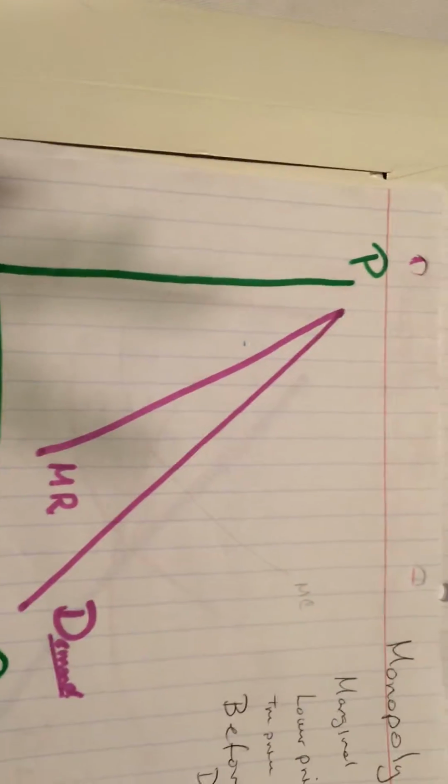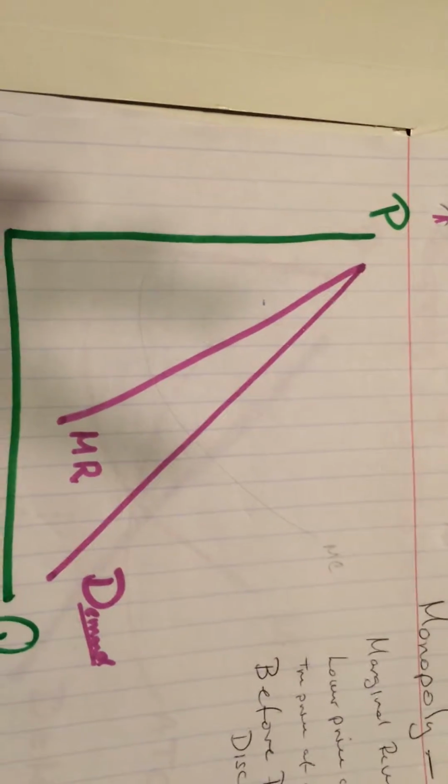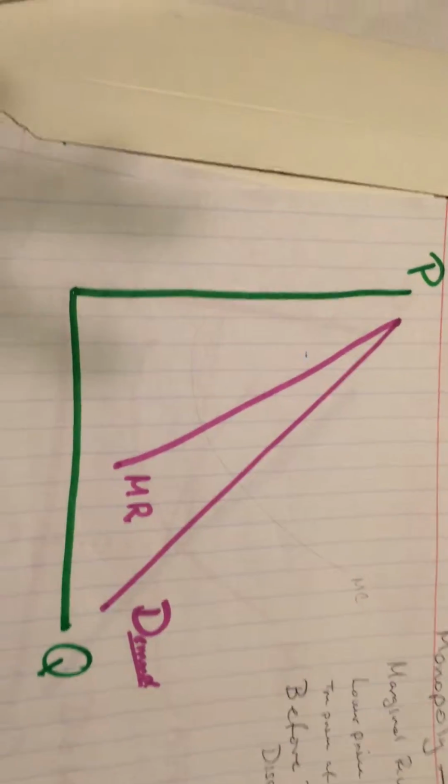Then we're going to have a monopoly where our marginal revenue, the lower price of units, and then the price of the next units is before the price discrimination. So again, we're trying to understand how the monopoly works.